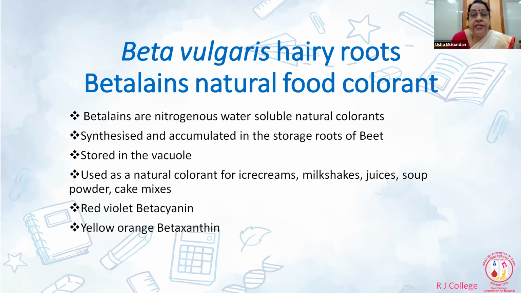And as I told you, betalains are stored in the vacuole. Therefore, young emerging root hairs will not have any color. Meristematic cells will not have any color. Look at the Knorr soup packet and read the label. They'll say beet powder, so that it will provide the required color. Many ice cream mixes, milkshake, juice mixes contain beet powder as a natural colorant. And you all know that natural colorants are more preferred as compared to synthetic colorants, because natural ones do not require any FDA approval.